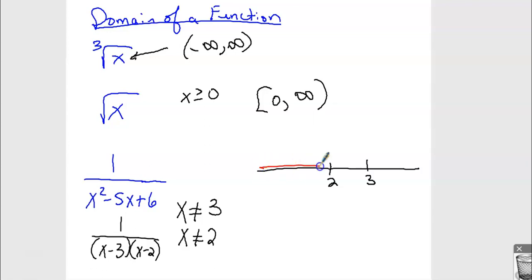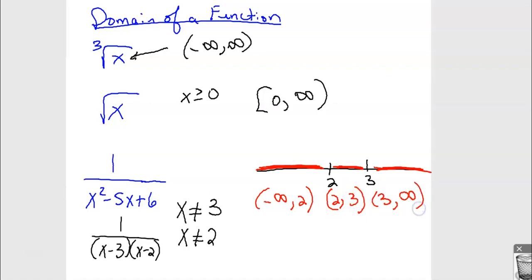So it could be any of these numbers, it could be any of these numbers, and it could be any of those numbers. So negative infinity to 2, then 2 all the way to 3, and then 3 all the way to infinity. And it's the union. Okay, so it cannot be 2 and 3.